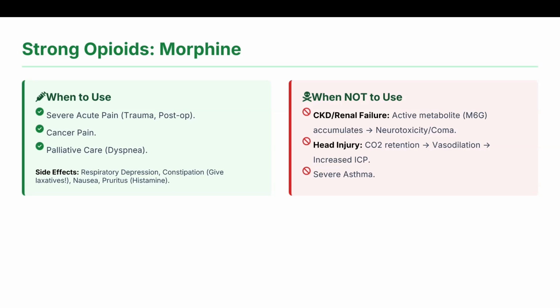In head injury patients, there will be more CNS depression and less respiratory drive, hence there will be CO2 retention, vasodilation, and increased ICP. Always avoid morphine in severe asthma, which will lead to exacerbation of asthma also.